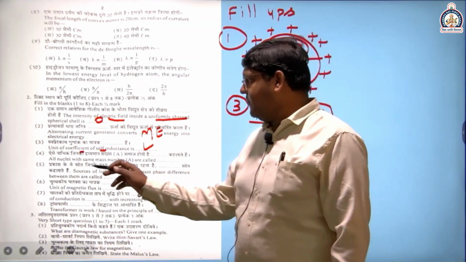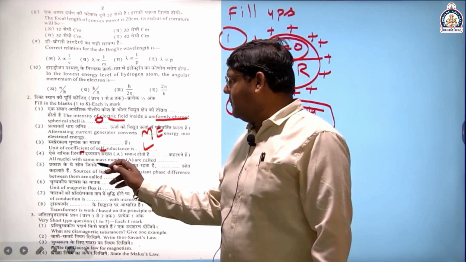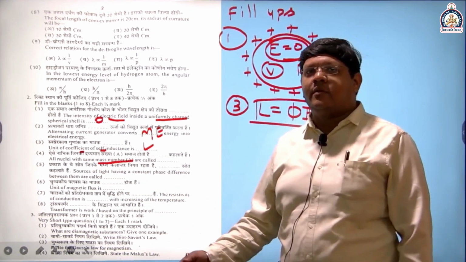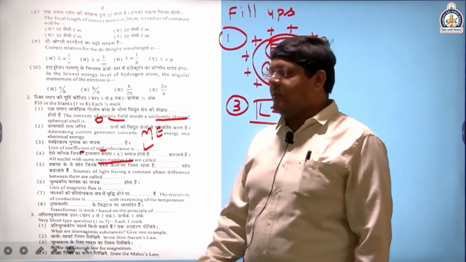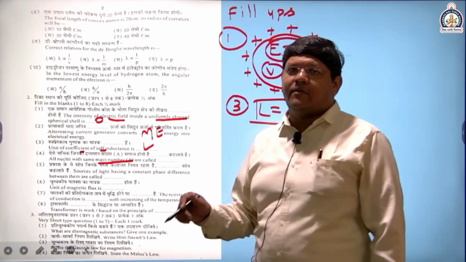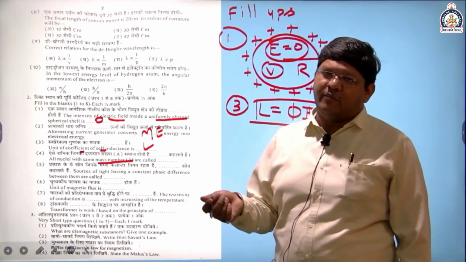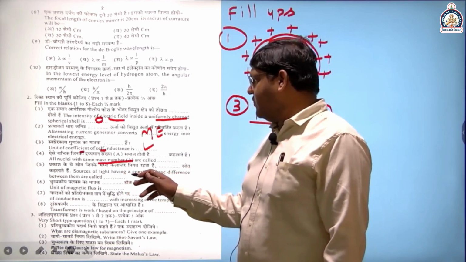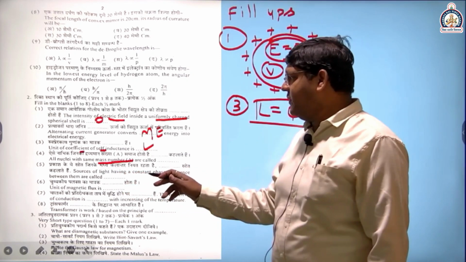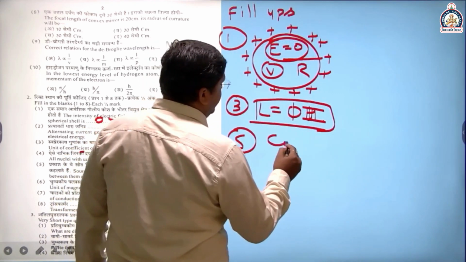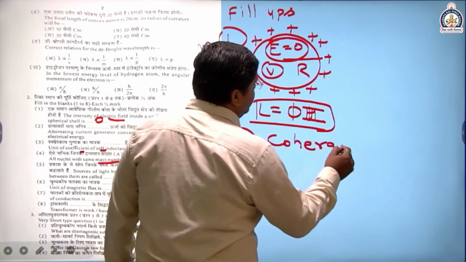For the fourth question, all the nuclei with the same mass number. One thing is mass number and the other is atomic number. If the mass number is the same, they are isobars, and same atomic number means isotopes. Fifth question: sources of light having a constant phase difference are always known as, what name do we provide? We know them as coherent sources.